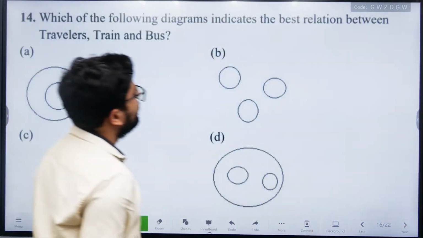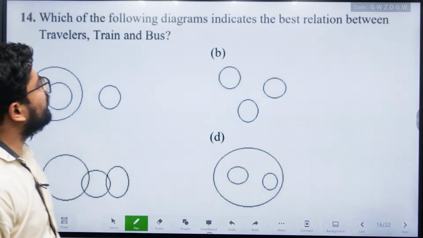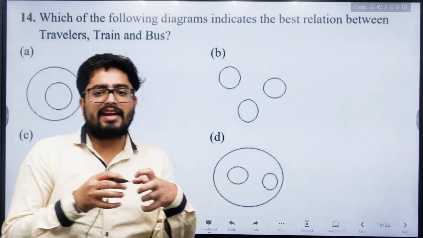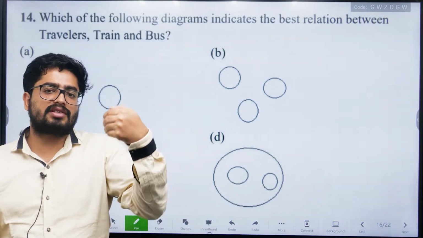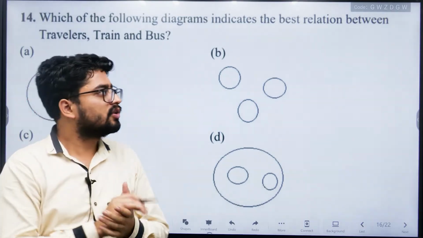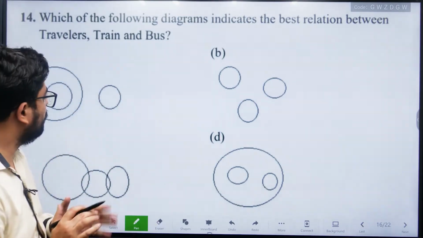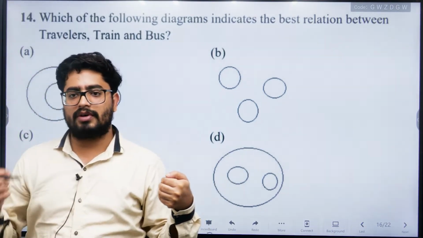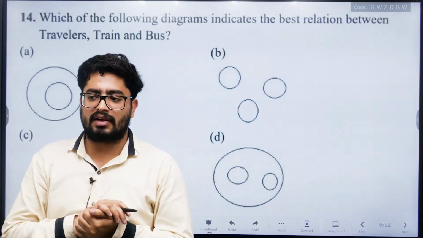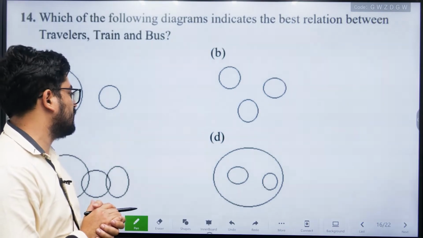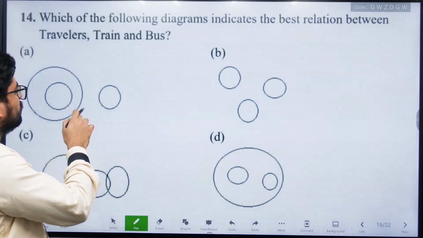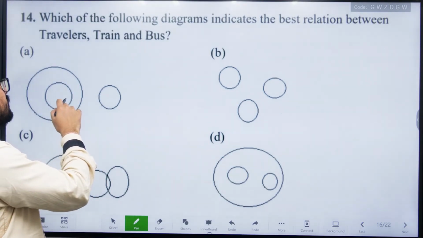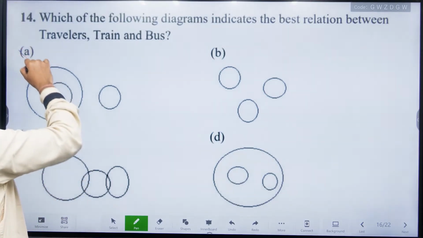Next: which of the following diagrams indicates the best relationship between travelers, train and bus? Train and bus are disjoint sets. You cannot say some bus is a train or a train is a bus. So you have two disjoint sets. Travelers can choose either train or bus, so the third set intersects the other two circles. Where the third one is completely inside one circle, this is not the case.